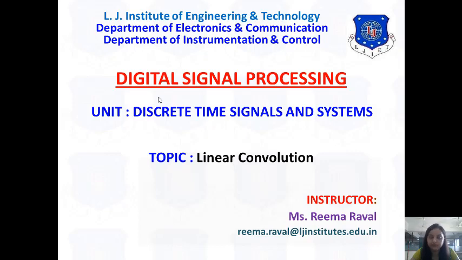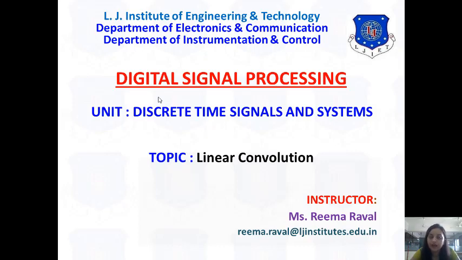I am Reema Rani. In previous sessions we have seen the linear convolution topic and its examples for different methods like mathematical method, tabulation method and graphical method. In today's session we are going to revise all of these three methods together and see this in very detail because this topic is very important to you.